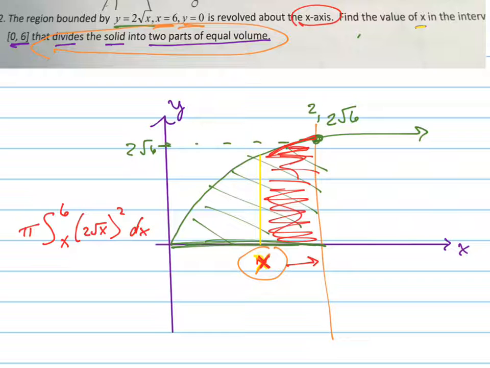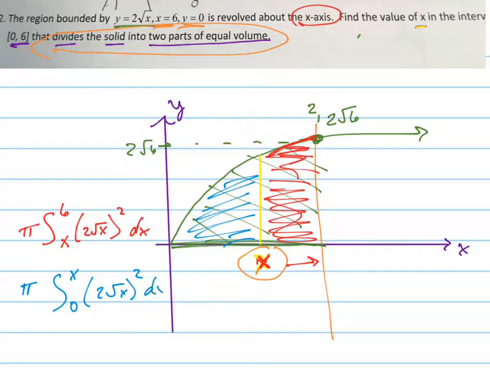And the other volume is going to be this blue one right here, which is from 0 to x of 2 root x squared dx. So you're finding out where those are equal to each other.